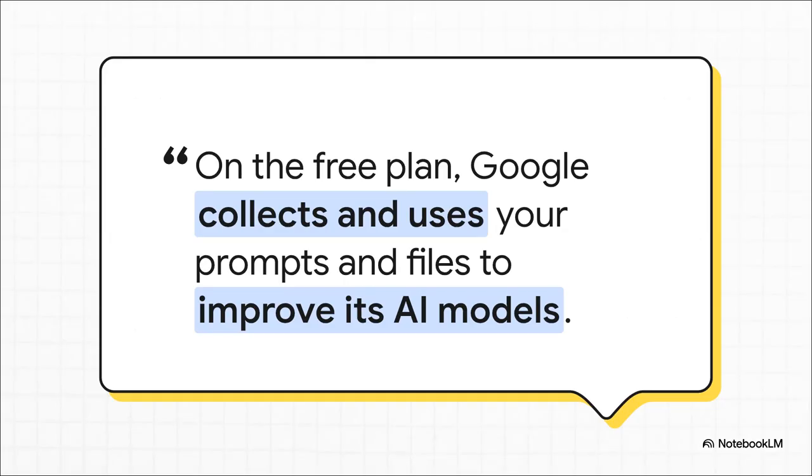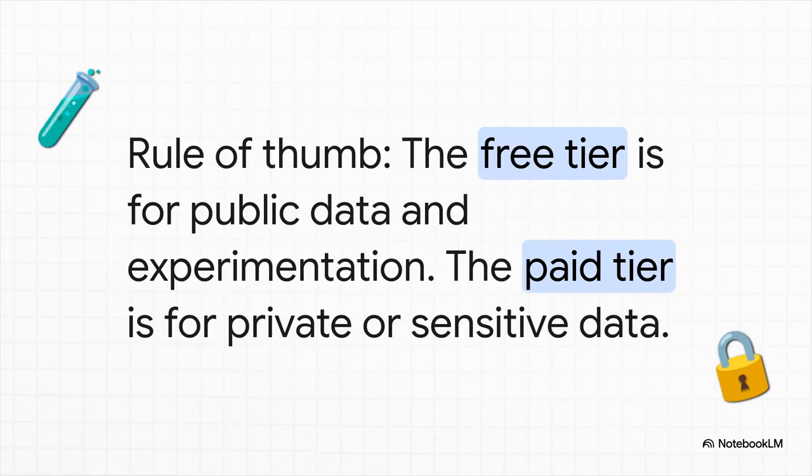Look, on the free tier, Google uses your prompts, your files, whatever you upload to improve its AI models. And that data might even be reviewed by human beings. But if you switch to the paid tier, Google guarantees your data is never used for training. It's yours and yours alone. So this creates a really simple rule of thumb for you to follow. The free tier is awesome for experimenting and for using public data. But the very second you start using private or sensitive information, you need to be on the paid tier.